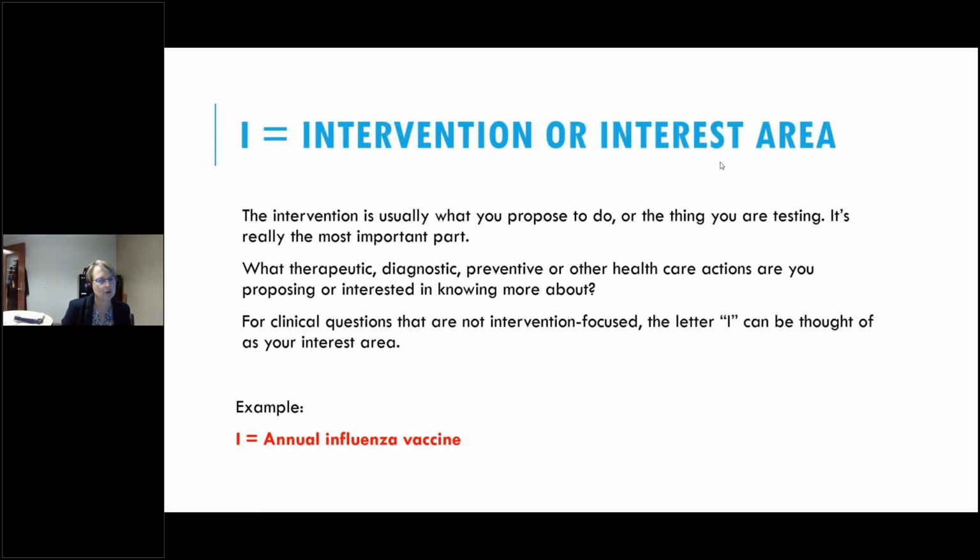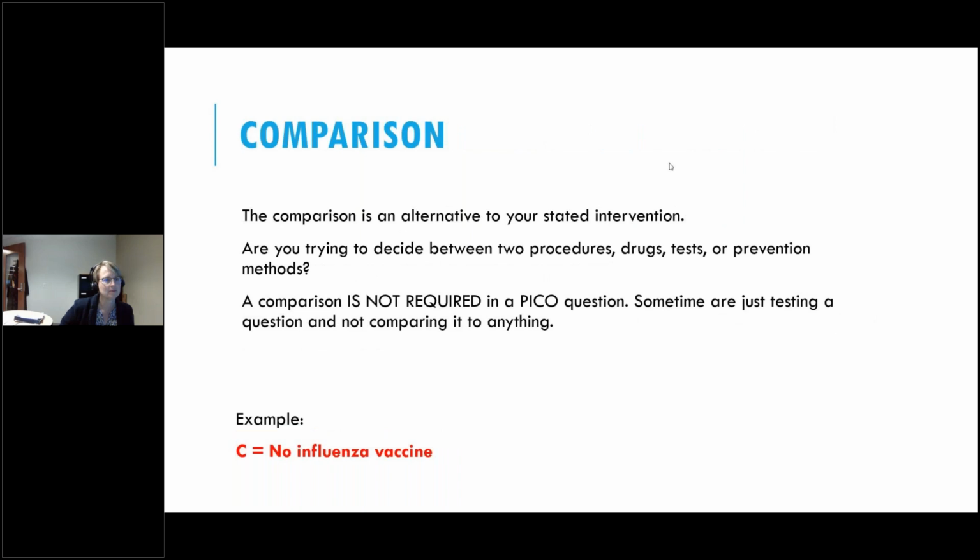Intervention is your interest area. This is the most important part. It is next to the population. It's what you're studying, what you're interested in. What are you planning to do? So my interest area or my intervention is an annual influenza vaccine.